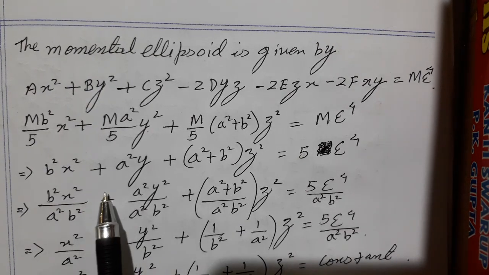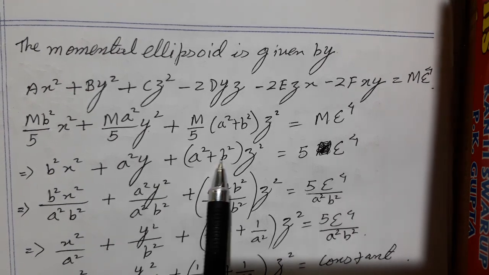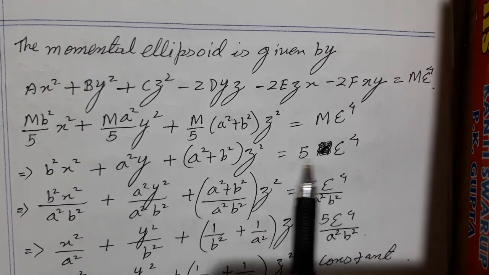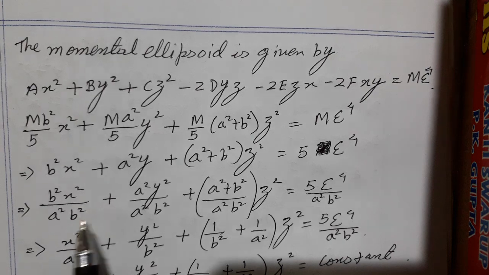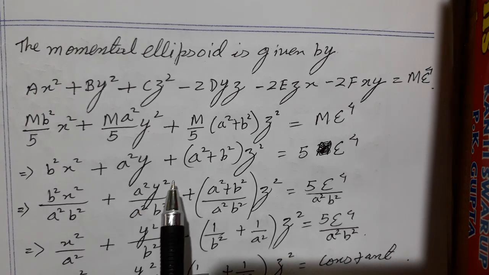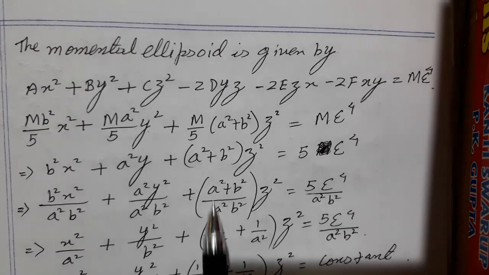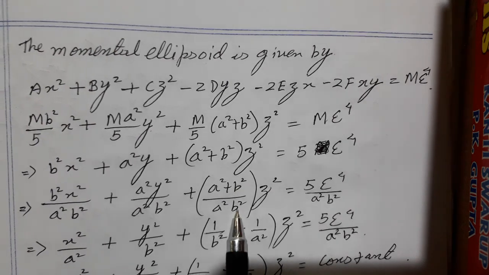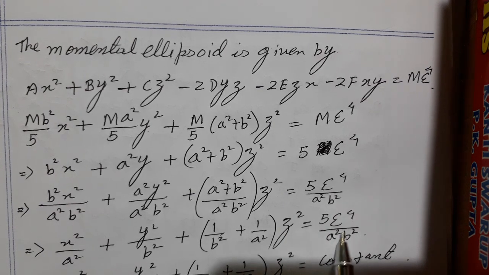Divide throughout by a squared b squared. So I'm dividing here also by a squared b squared, here also, here also, and this side also. So b squared will be cancelled, and we get x squared by a squared. The a squared will be cancelled, and we get y squared by b squared. In the same way, this a squared cancels with a squared, and we get 1 by b squared. Here b squared and b squared cancel, and we get 1 by a squared z squared. The right side is 5 epsilon 4 a squared b squared.